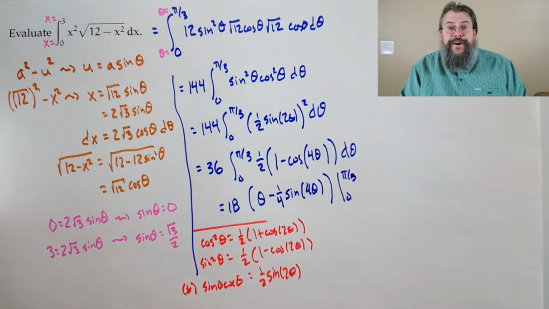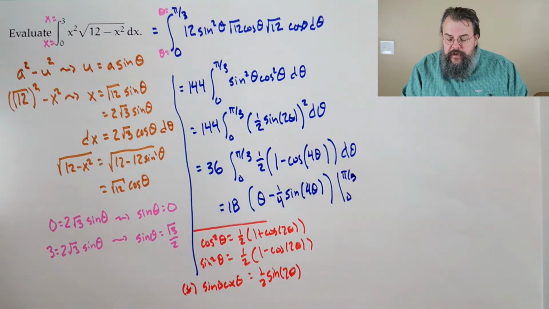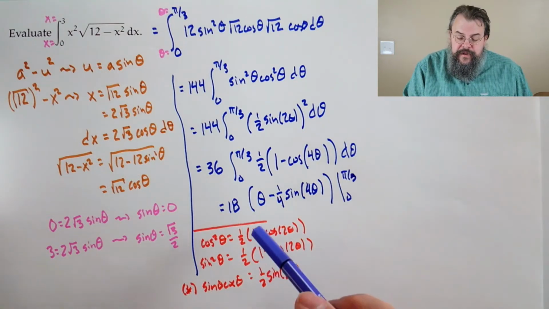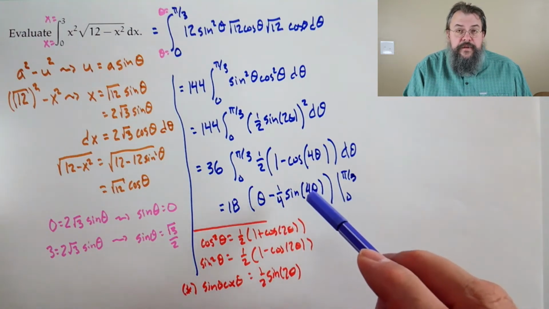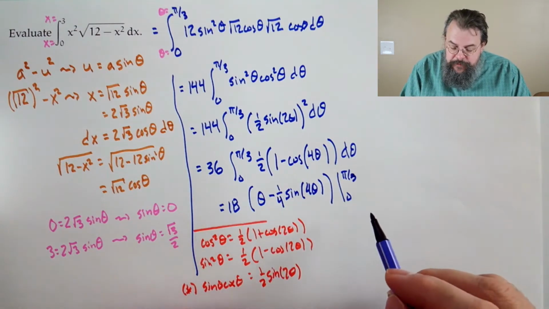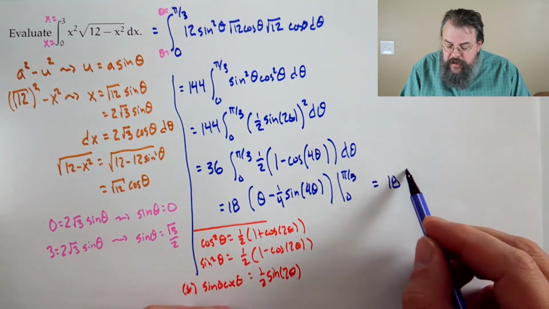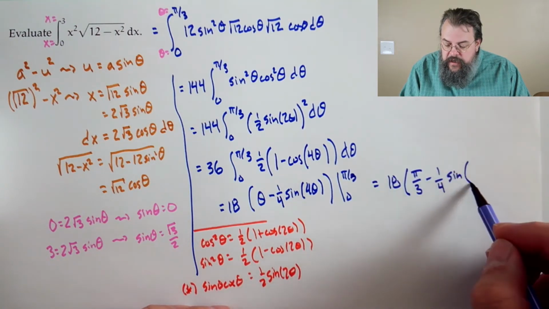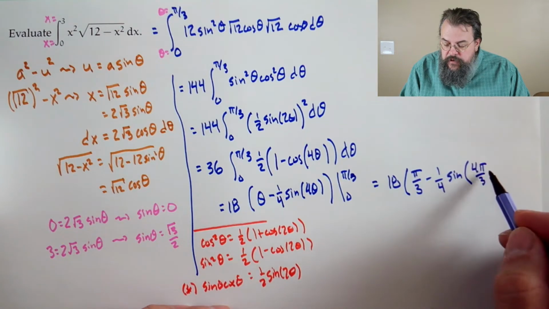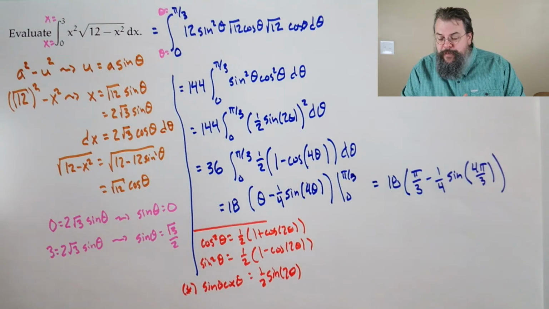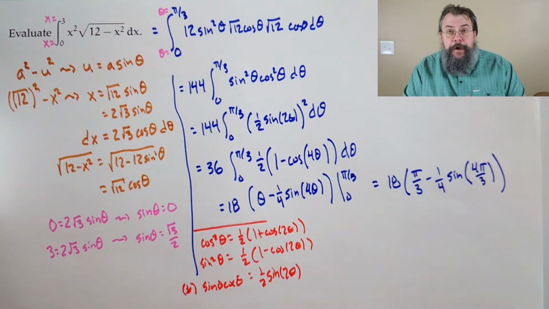All right, we're almost there. Almost. What's left? Well, we need to figure a couple things out. When we plug in 0, the good news is 0 is 0, and sine of 0 is 0. So, whoosh, gone. Okay, so plug in pi over 3. We're going to get 18 times pi over 3 minus 1/4 sine of 4 pi over 3. Well, if we just knew what sine of 4 pi over 3 was, we'd be good to go.